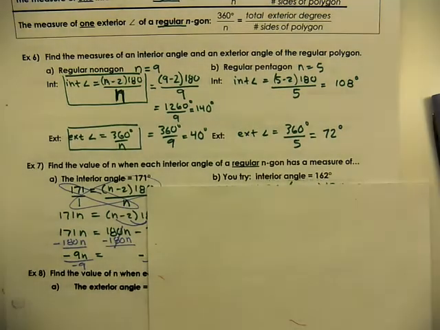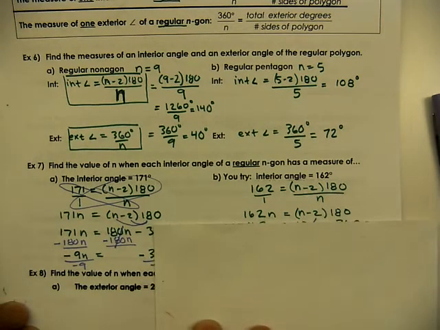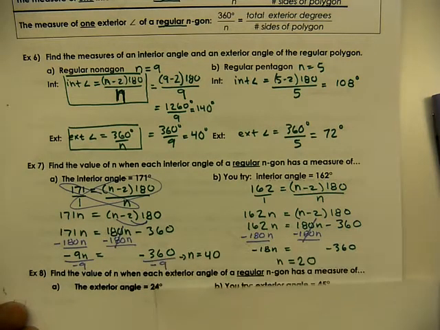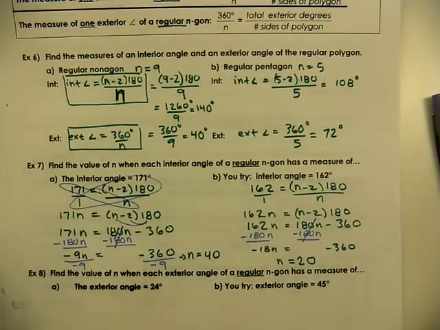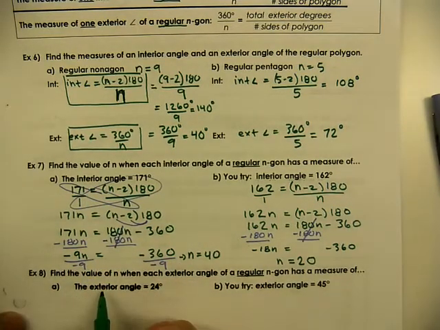All right, here's the answer. Are you ready? There's your first line of work. Set it up as a proportion, cross multiply, and then distribute the 180 on the right-hand side. Move all the terms with n to the left-hand side. And finally, our answer is 20. How'd you do? So that was with an interior angle. So we're going to finish up now with an exterior angle.